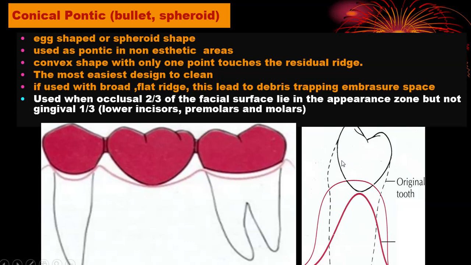Okay, convex كله convex shape with only one point touch the residual ridge. كل surface من بداية لنهايته هو convex. Most easy design to clean and use when we have، طبعا يحتاج إلى broad flat ridge.